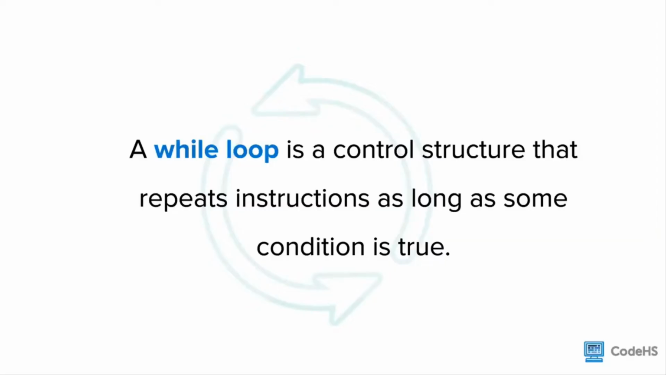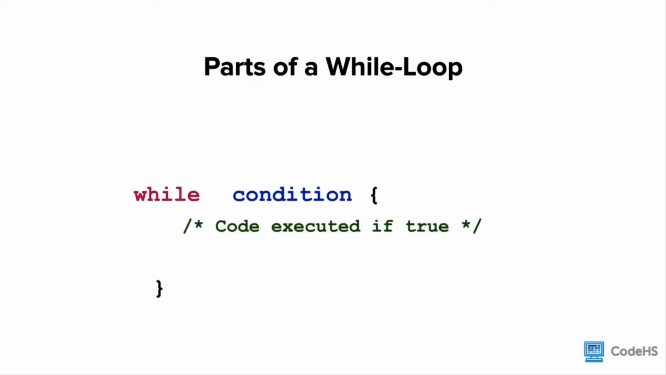A while loop is a control structure that repeats instructions as long as some condition is true. Let's emphasize that point. We use while loops to repeat code as long as a condition is true, in contrast with for loops, which we use to repeat code a fixed number of times. Let's take a look at the syntax. To create a while loop, we write the while keyword, the condition followed by curly braces, and the loop body, which is the code that is executed as long as the condition is true.